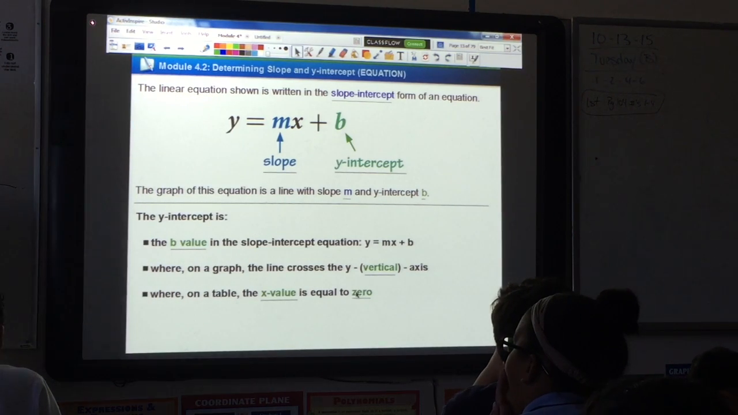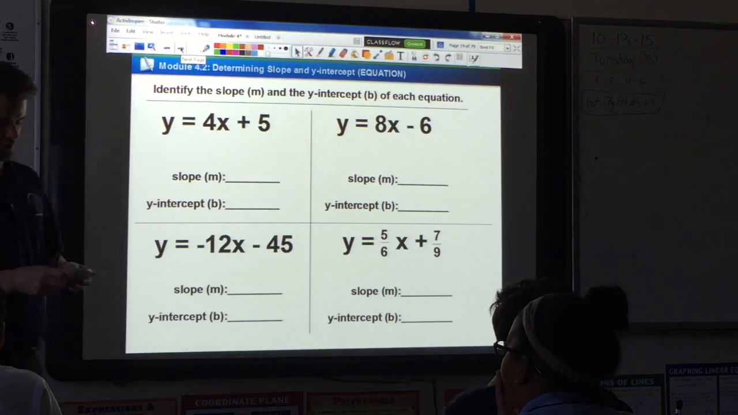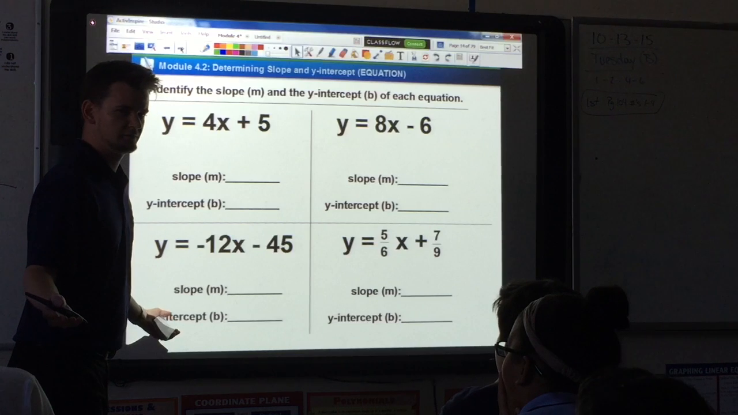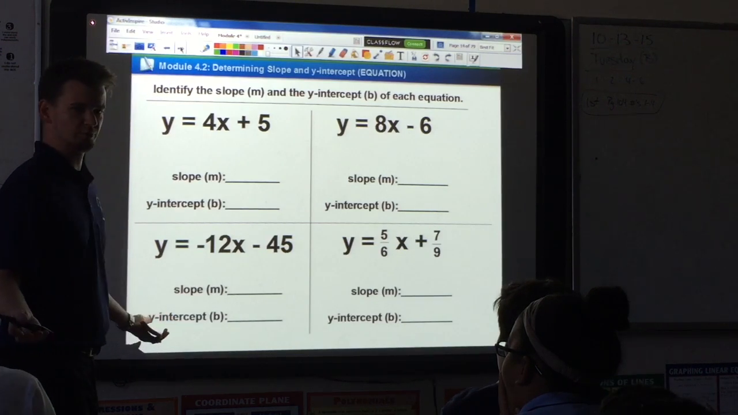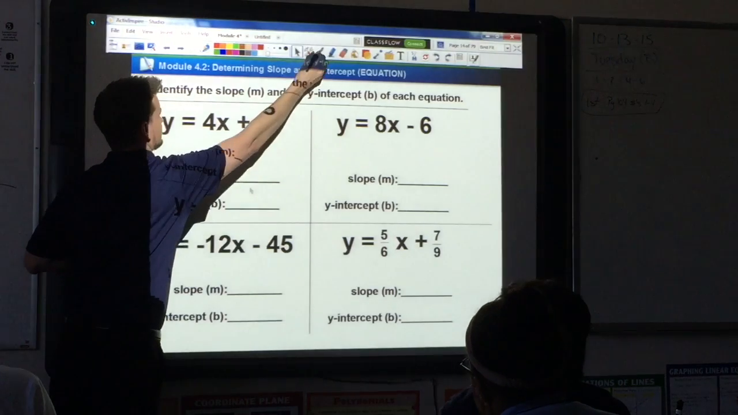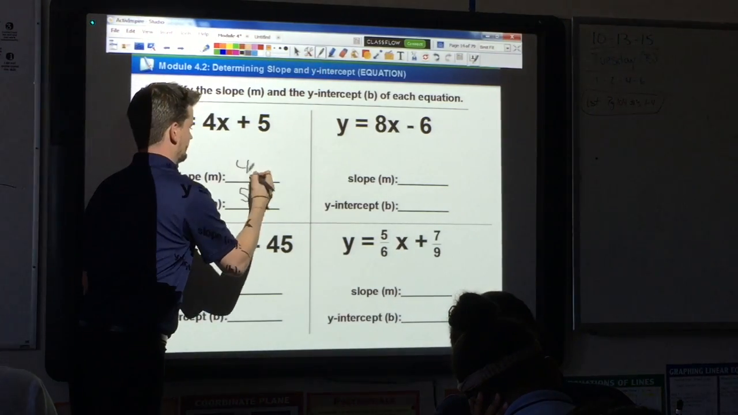Let's deal with the equation first. Let's deal with the easy stuff, because that's fun. Looking at this equation, what's my slope? What's my y-intercept? 5 is my y-intercept. That's fine. That's part of it. What's my slope? 4. Good. 4 is the slope.